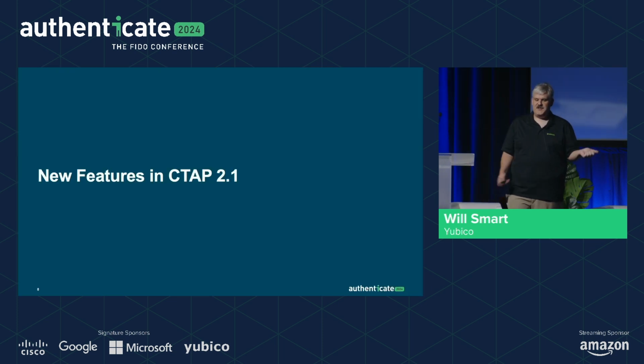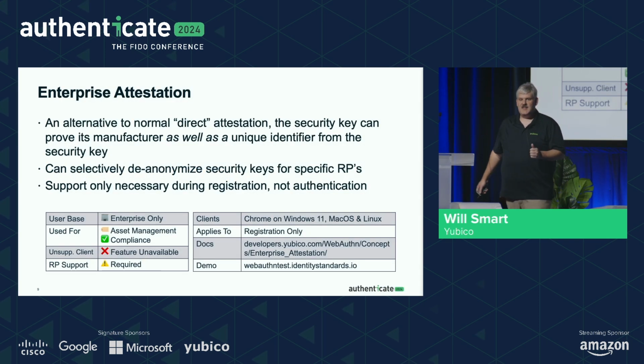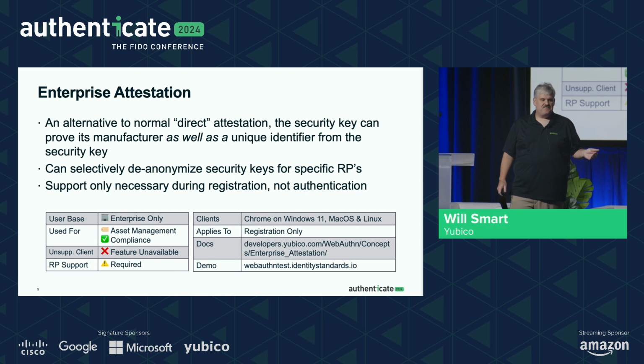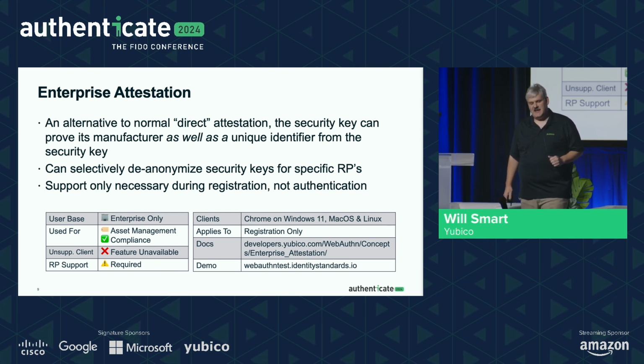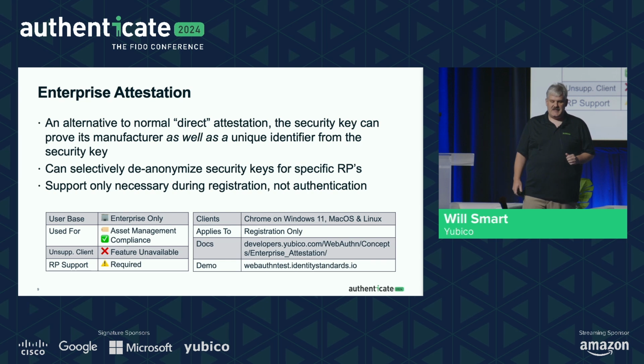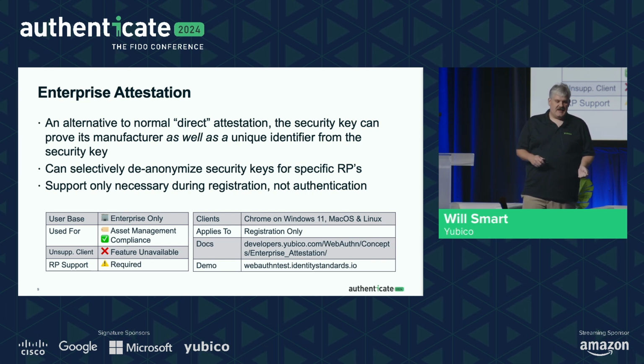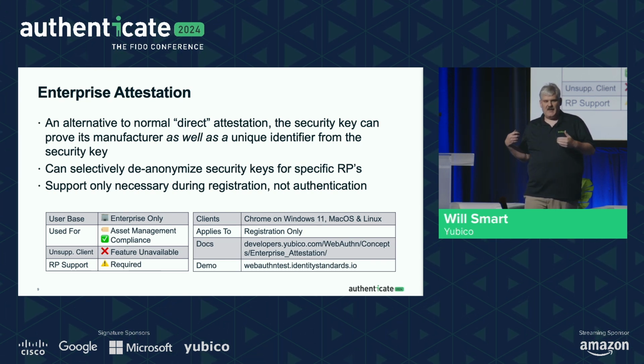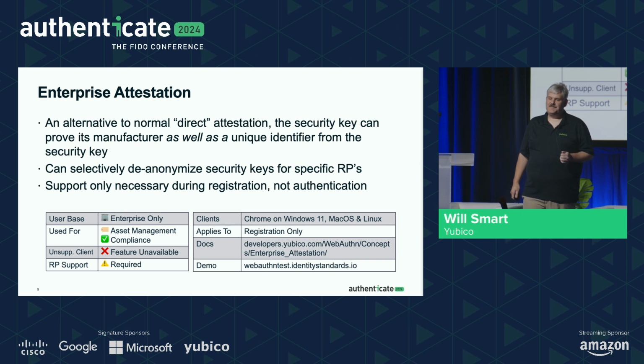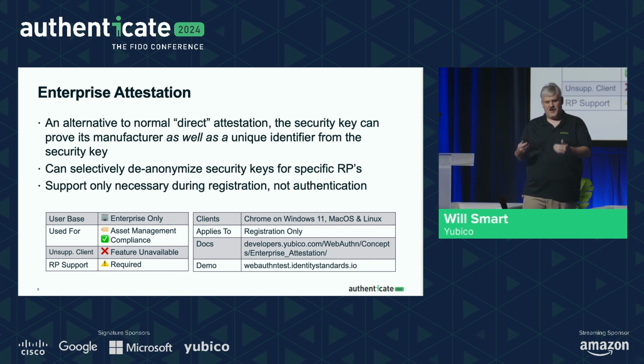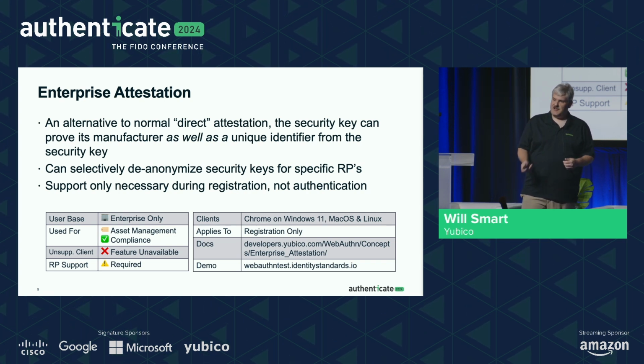So, new features in CTAP 2.1. These are brand new. The first one, and by far the most asked about feature at Identiverse this year, is enterprise authentication. This is an asset management feature that was added, and this builds on top of the privacy-preserving direct attestation that we heard a little bit about this morning.